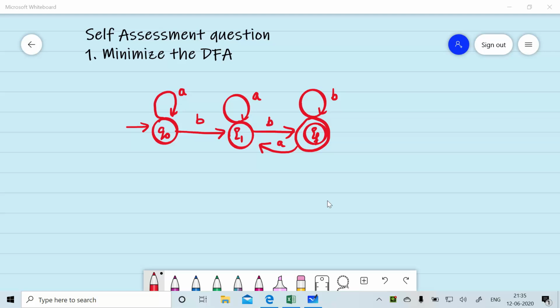Now this is the self-assessment question. You have to minimize the DFA with 3 states. Hopefully now you can understand how we can minimize the DFA.